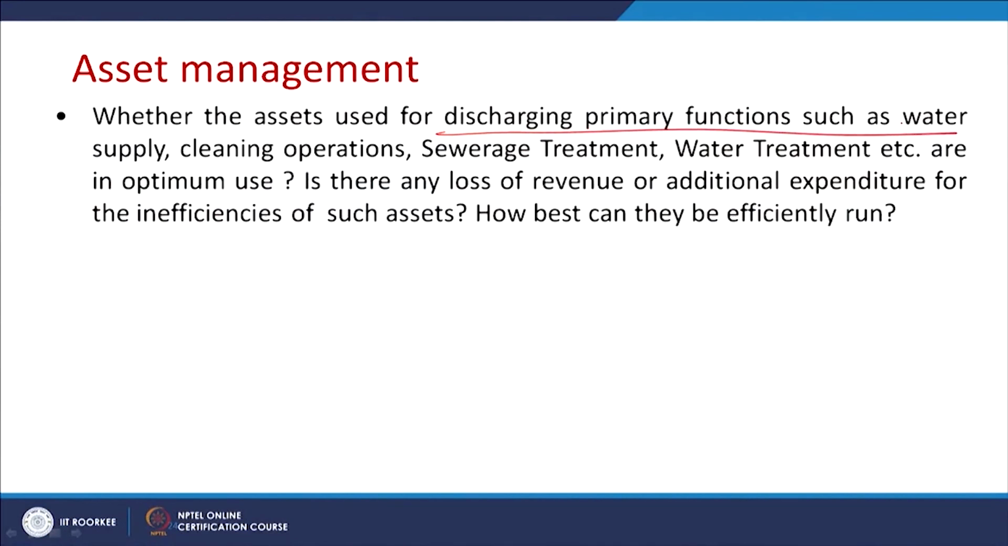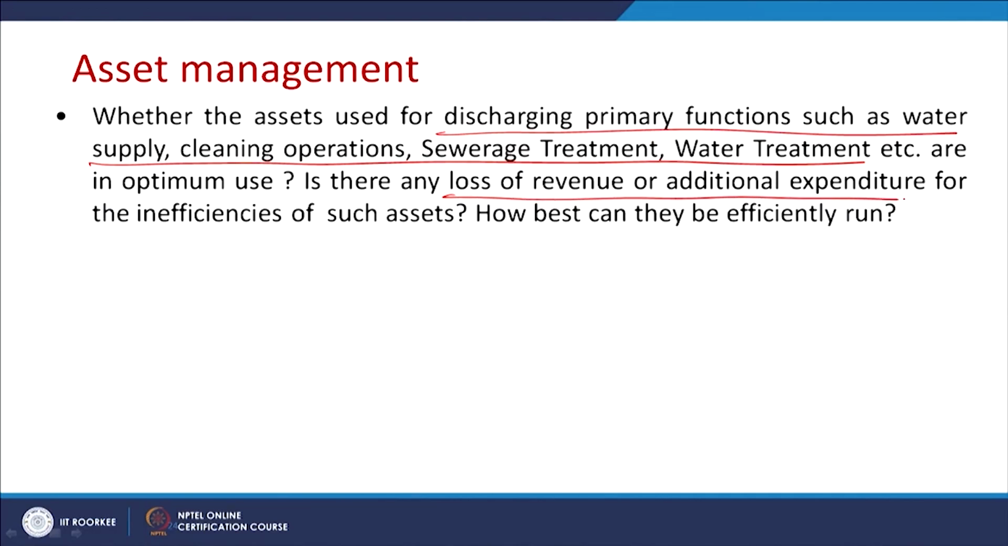In asset management, the basic questions are: what are the assets used for discharging primary functions such as water supply, cleaning operations, sewage treatment plant, water treatment, etc.? Now, these are the primary service provision at the municipal level. So, these assets are much more valuable in terms of the social benefit or the social responsibility. Second, is there any loss of revenue or additional expenditure for the inefficiencies of such assets?